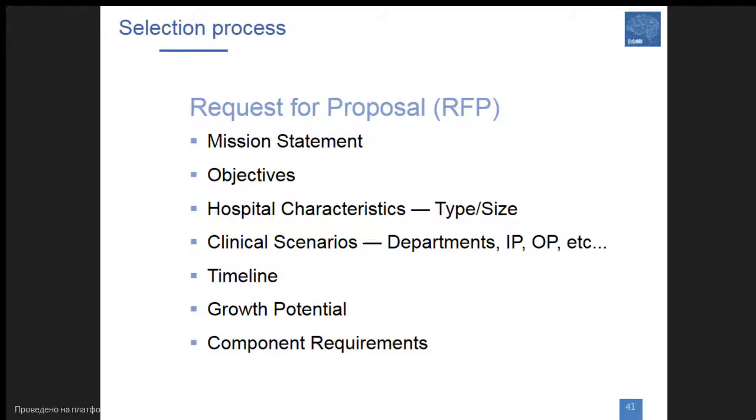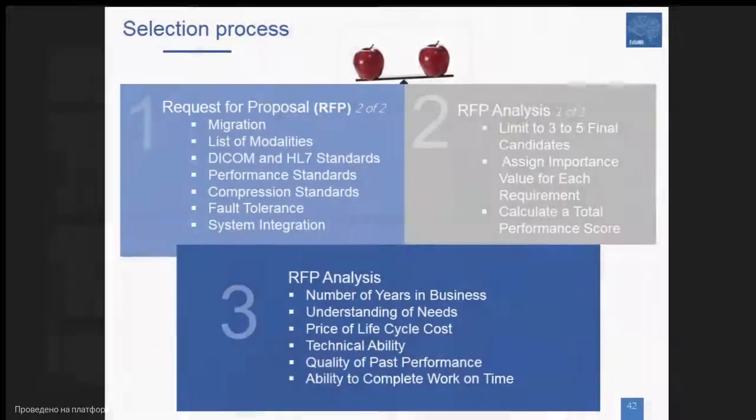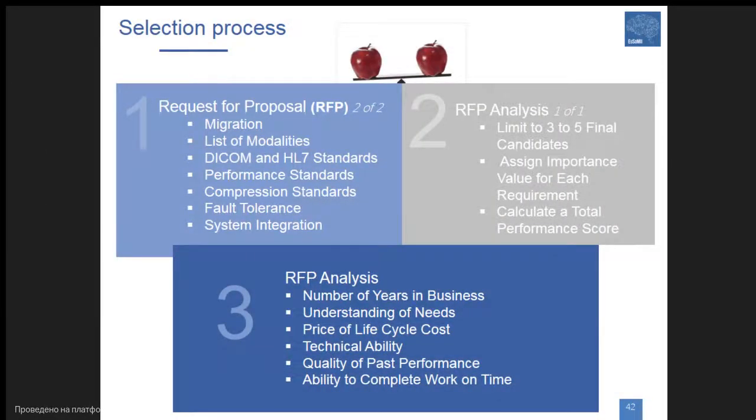When you go for selection, you develop the document which is called request for proposal, and the document has several parts and information which is listed on this slide. So there should be a mission statement, objectives, hospital characteristics, clinical scenarios, timeline, growth potential, and the required components in order to receive a proper proposal from the PACS vendor.